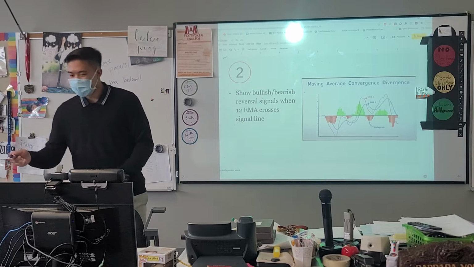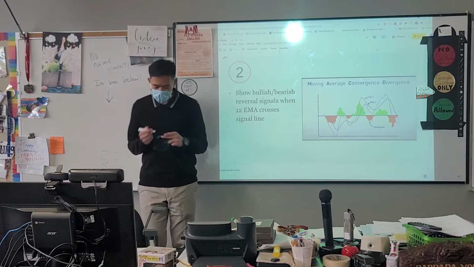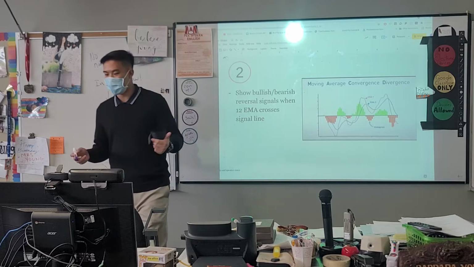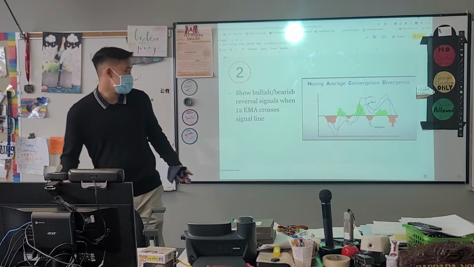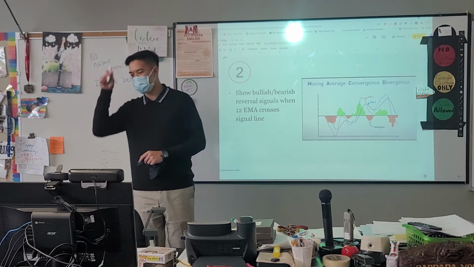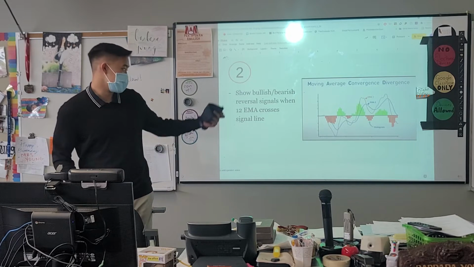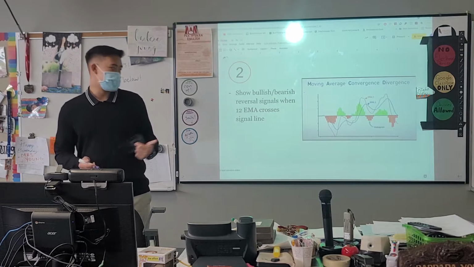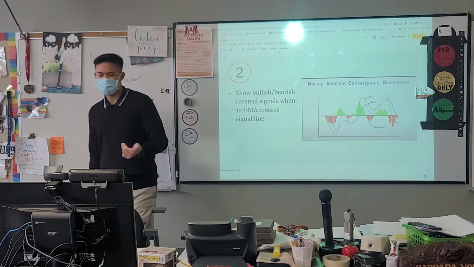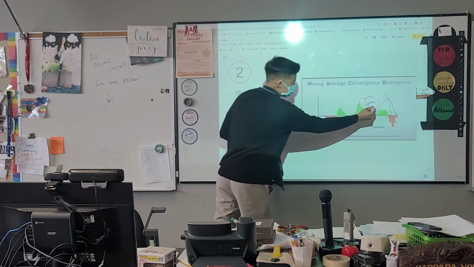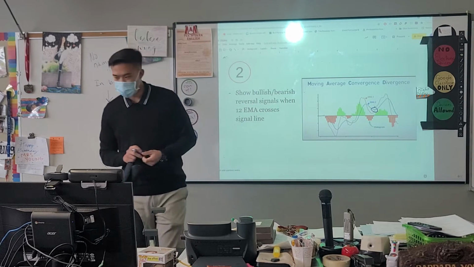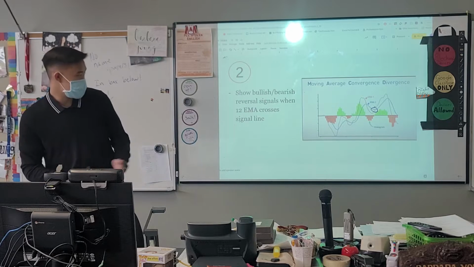So, second thing, when the two moving averages cross each other, it shows reversal signals, right? So let's say the shorter moving average crossed the downside of the longer one, which is the signal line. That just means price has a tendency to decrease. If it crosses to the upside, such as here, then price is expected to increase. And it just shows reversals.